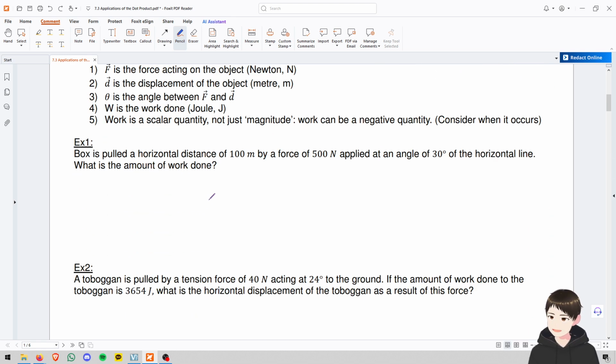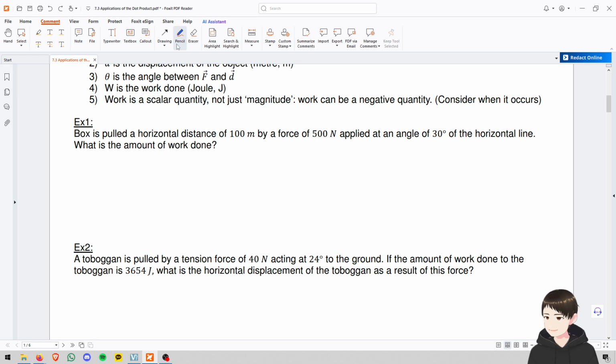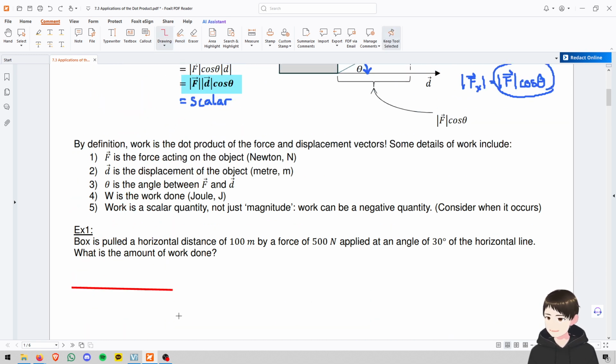Okay, simple. A box is pulled a horizontal distance of 100 meters. Here's the box. And I have a box.